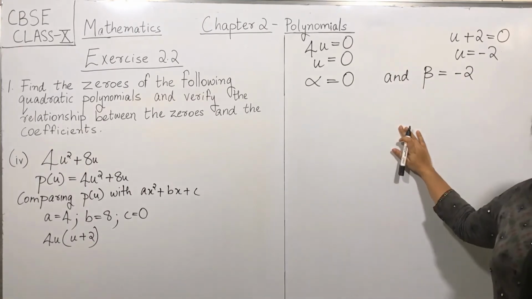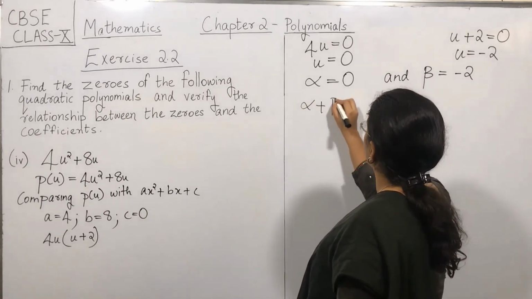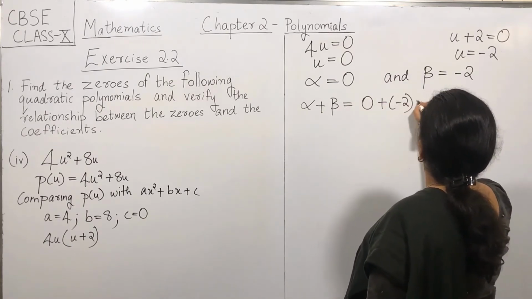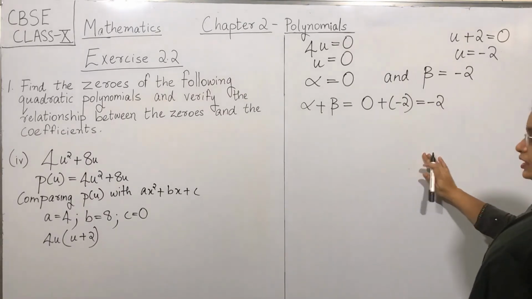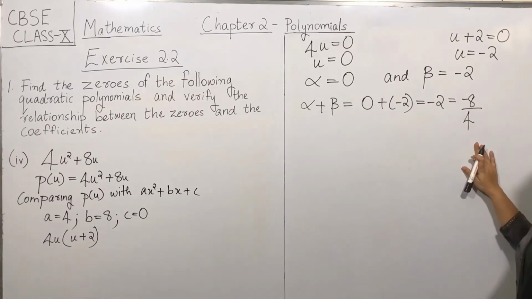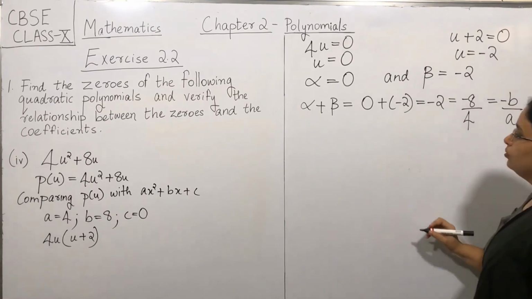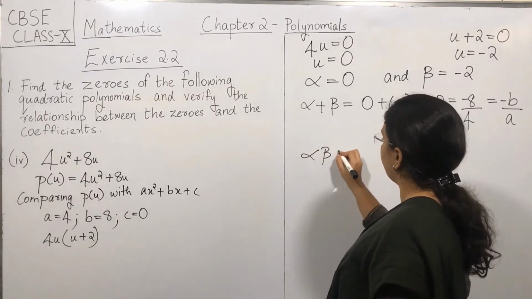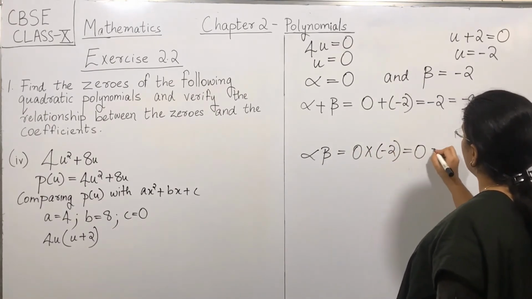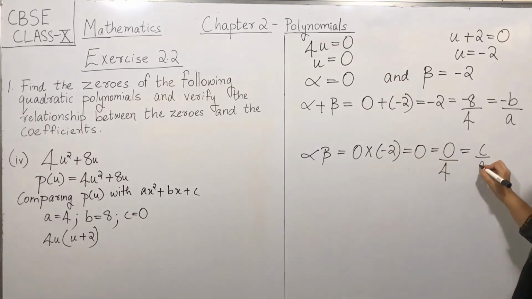Now we can verify the relationship between zeros and the coefficients. Alpha plus beta equals 0 plus minus 2 equals minus 2, which can be written as minus 8 by 4. Minus 8 by 4 is minus b by a. Now alpha into beta equals 0 into minus 2 equals 0, which can be written as 0 by 4, equal to c by a.